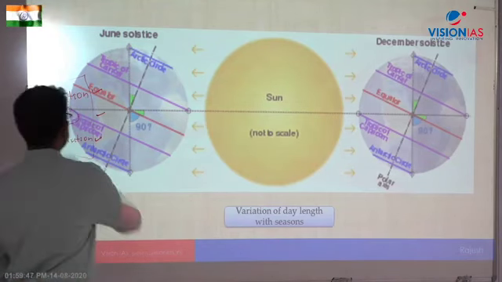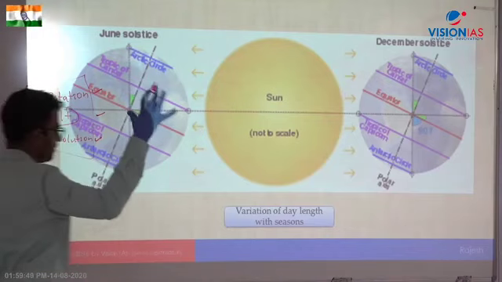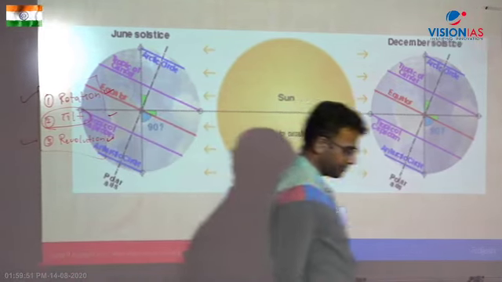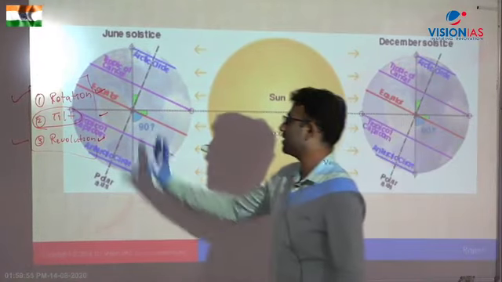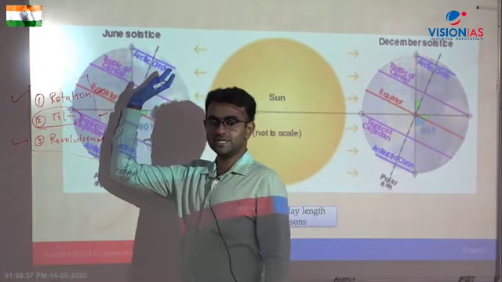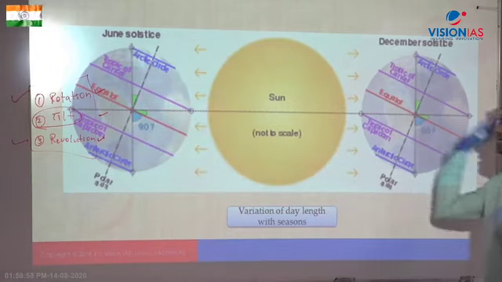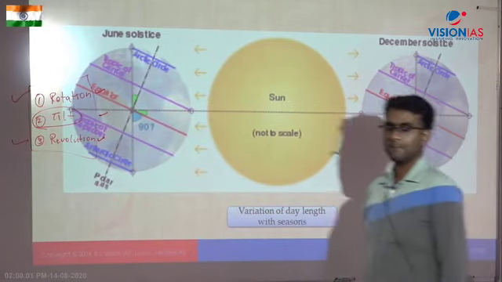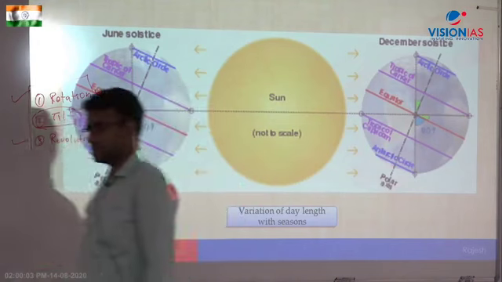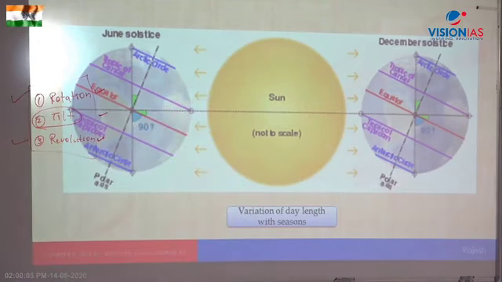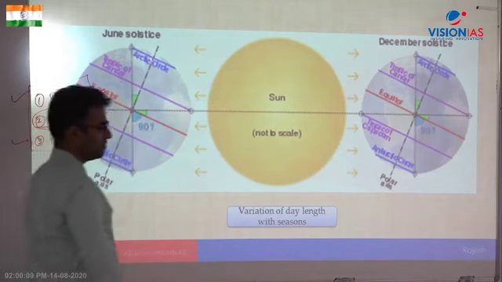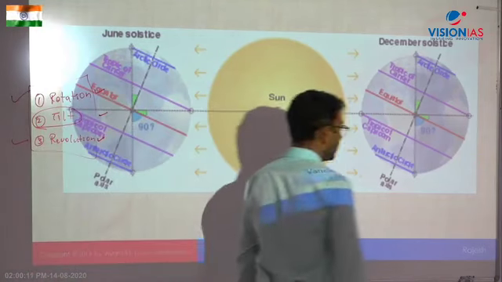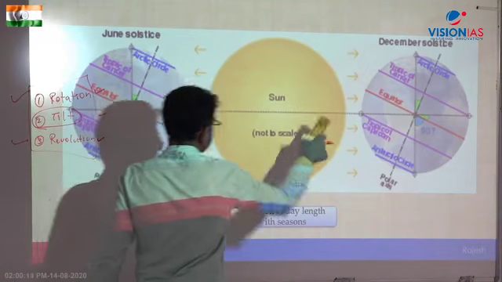Without tilt, even if there is rotation, even if there is revolution, we will not have season. The tilt makes the difference, that because of the tilt, at one position it is tilted towards the sun, at one position it is tilted away from the sun. That difference causes the season. If you just have rotation and revolution, it will not cause season. The tilted axis should be there, and that too a fixed axis.